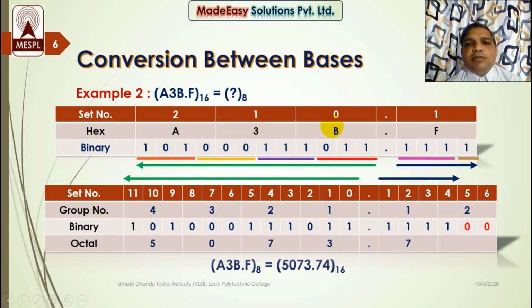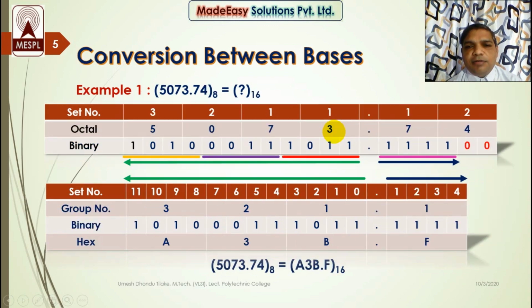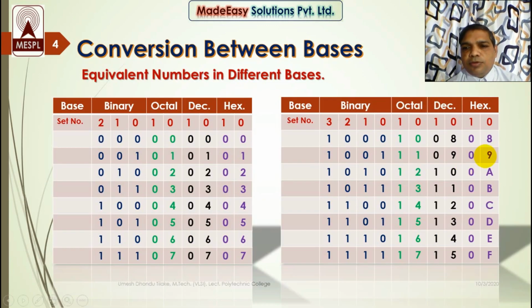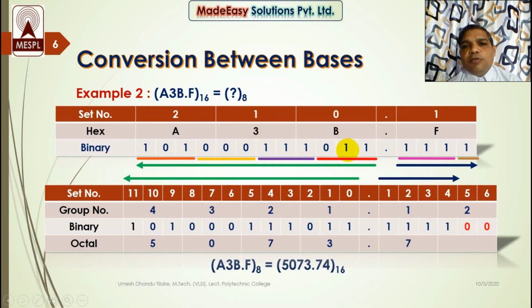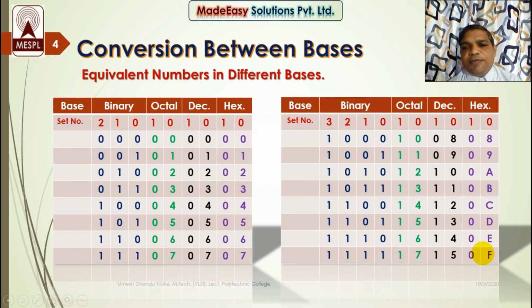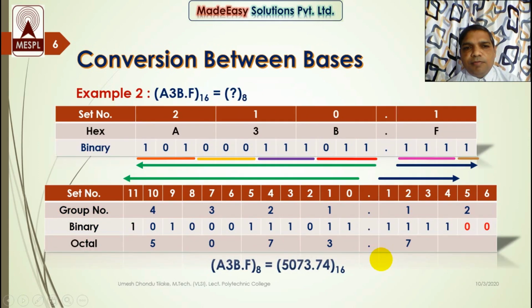Then come to the next hex digit, that is B. Refer to the table and find out the binary equivalent. So B in hex is equal to 1011 binary. Now come to the fractional part, F is given. F in hex is equal to 1111 in binary. So place this 1111 in the table. I have placed here 1111. So I have the binary number now which is equivalent to the given X number.